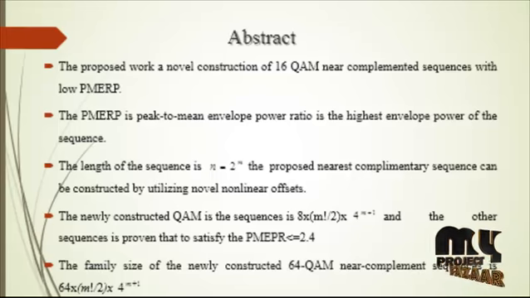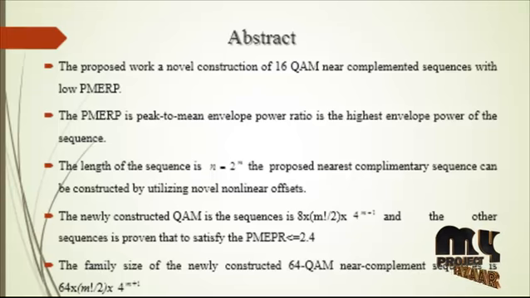However, we propose a novel construction of 64 quadrature amplitude modulation, that is QAM, near complementary sequences with low peak-to-mean envelope power ratio, that is PMEPR, in orthogonal frequency division multiplexing systems. The proposed 16 QAM near complementary sequences can be constructed by utilizing a novel nonlinear offset, where the length of the sequence is n equal to 2 power m.